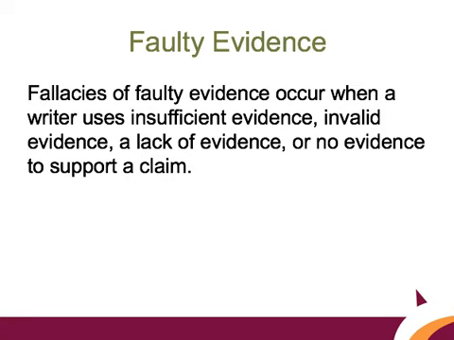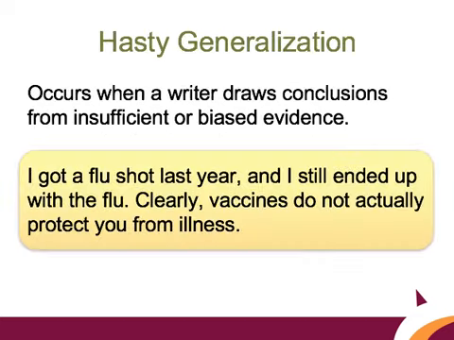Faulty evidence occurs when a writer uses insufficient evidence, invalid evidence, or no evidence at all. This is a problem. Obviously, as you know from the TEAR paragraph structure, you need evidence. So if you've got a problem with your evidence, that's a problem. Here are the types. Hasty generalization occurs when a writer draws conclusions from insufficient or biased evidence. And you can see the examples here.